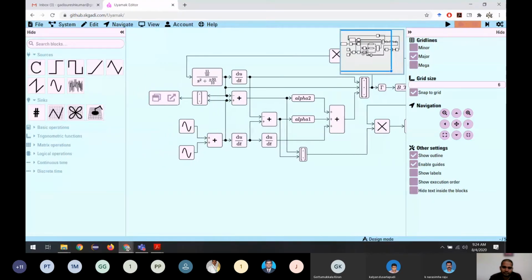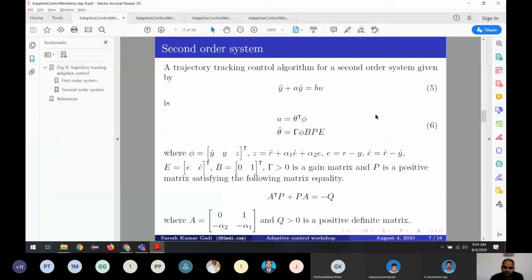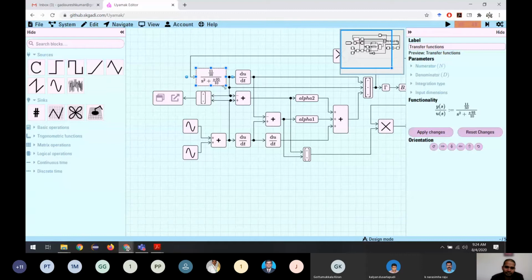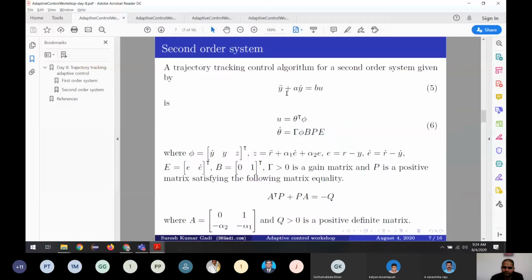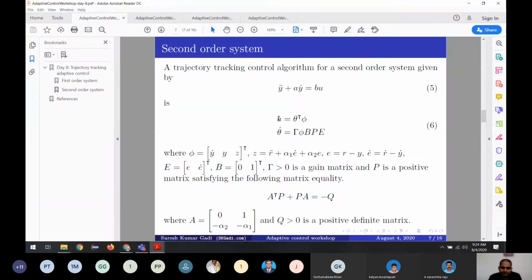Okay. So this is our system. I'm clubbing the whole system into one piece, or the transfer function we are having here. What is the transfer function? 0.22, which is 11 by 50, and 9.3, which is 93 by 10, right? This is our system. So let us try step by step. So what is the error?